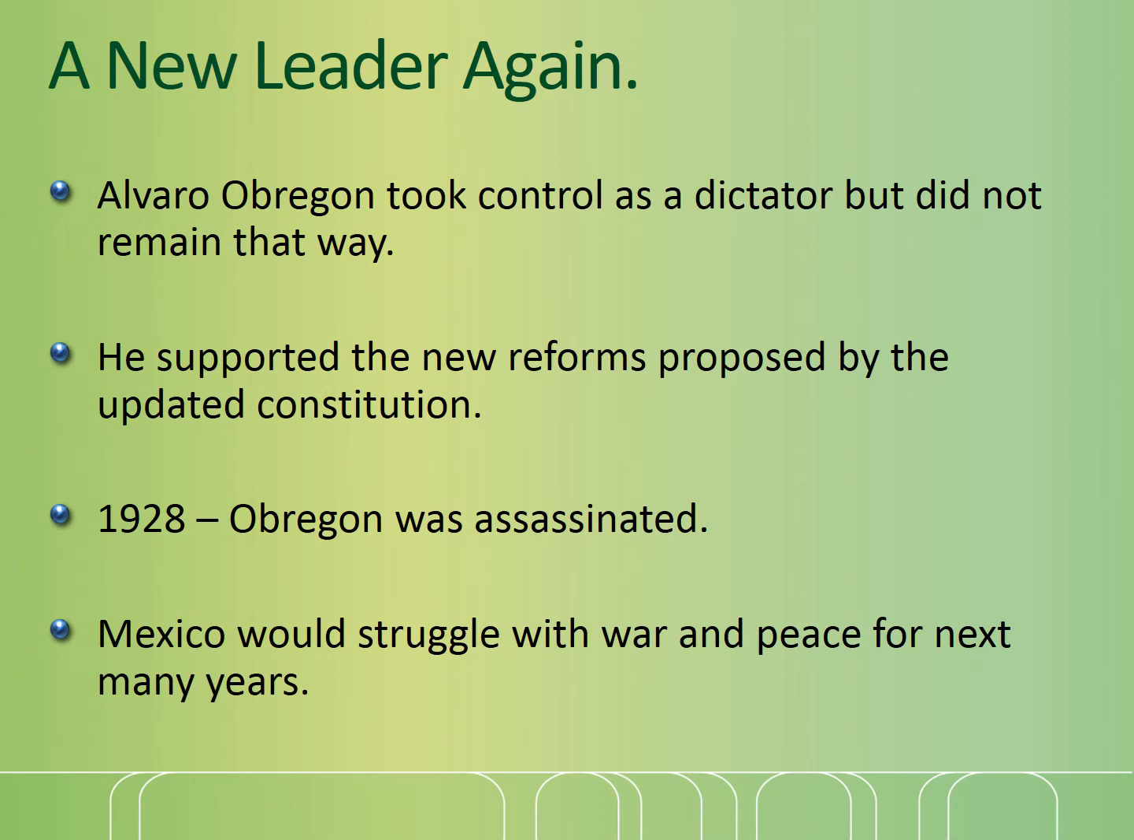Alvaro Obregón took control as a dictator, but he did not remain that way. He supported the new reforms proposed by the updated Constitution. However, in 1928, he himself will also be assassinated, and Mexico is going to struggle with war and peace for the next many years to come. There's going to be ups and downs for the country, but eventually they will come to somewhat of a stable peace. But as they start to become more of a stable country, the world itself is going to become more unstable, and we'll be looking at that more in our next unit as we move into World War I.